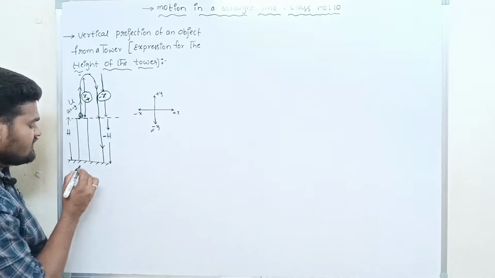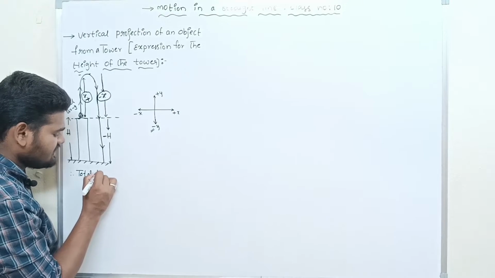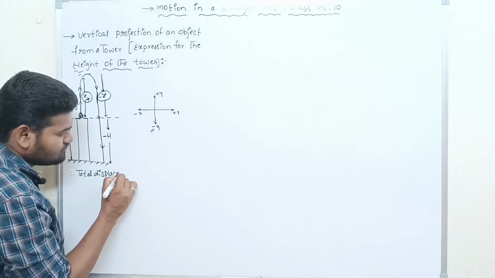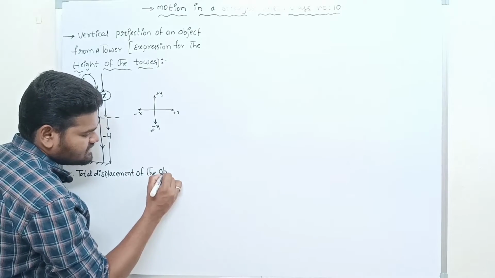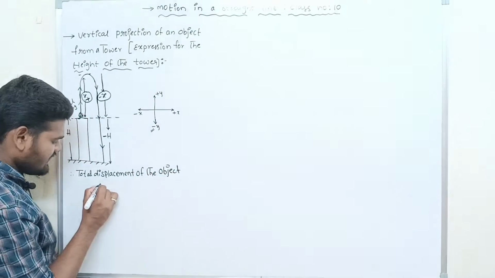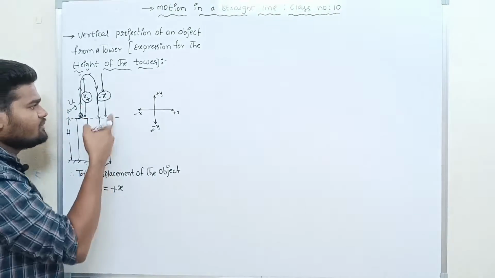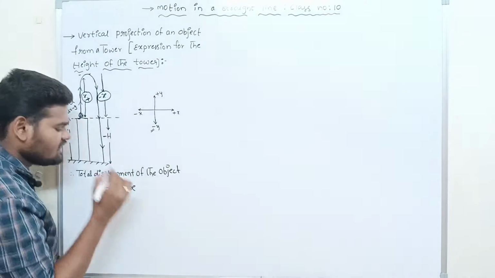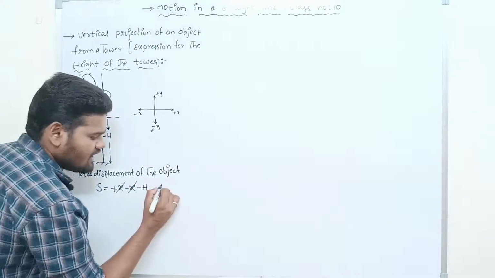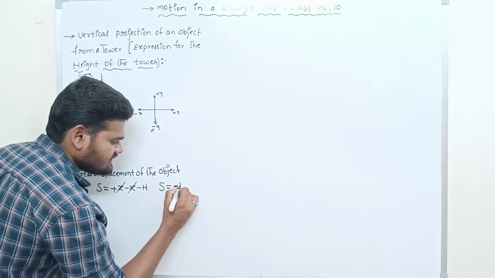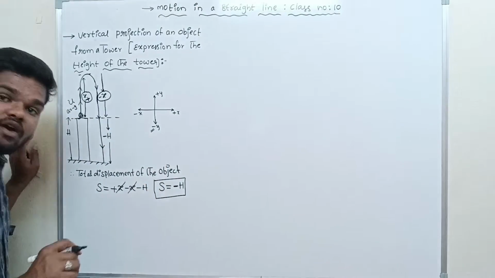That's it. Okay. Right. I want to find the total displacement of the object. Let us say s is equals to, this is what? Plus x. After that minus x. Then after that minus h. So plus x minus x get cancelled out and we got the displacement of the object s is equals to capital H. So this is the displacement of the object.